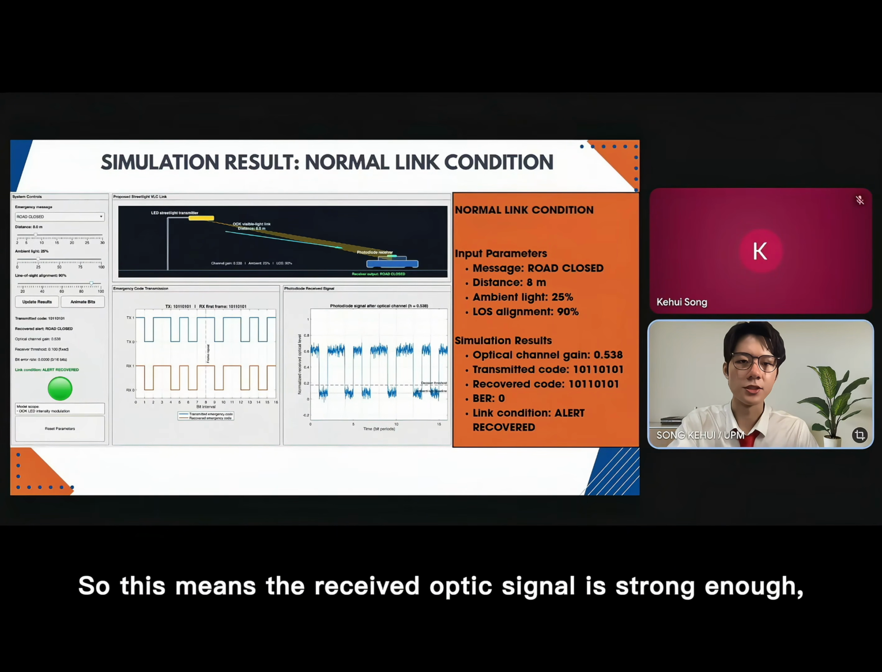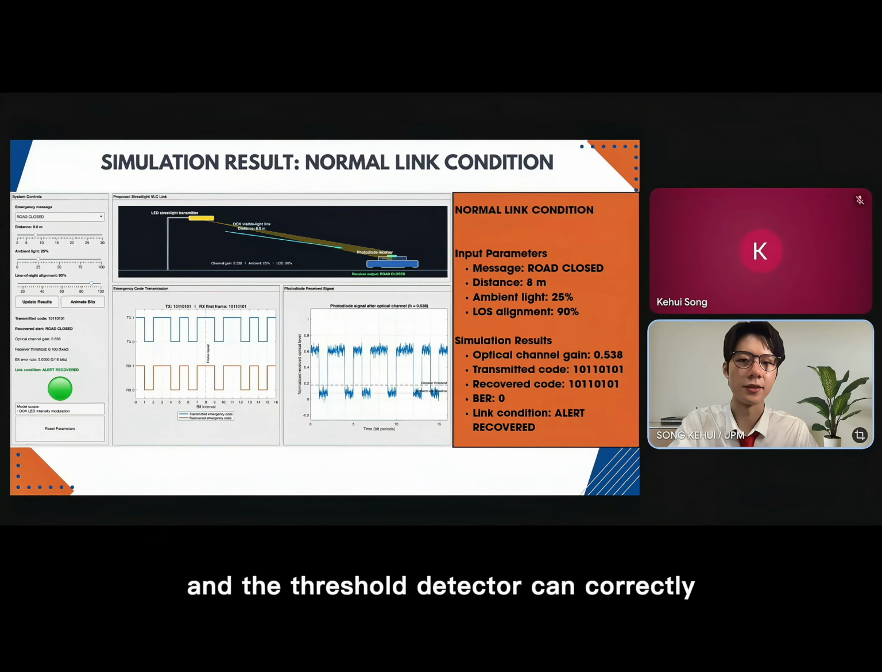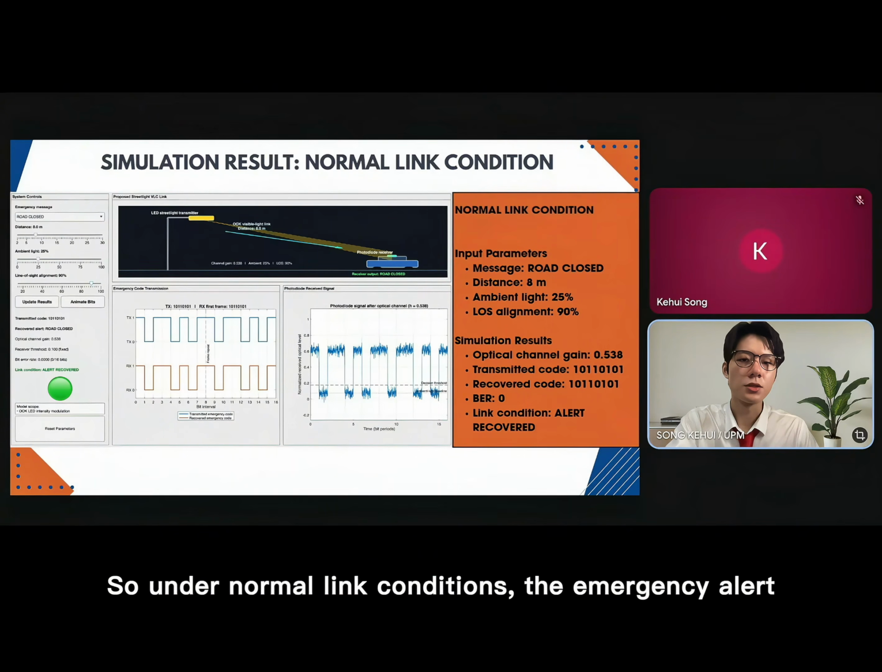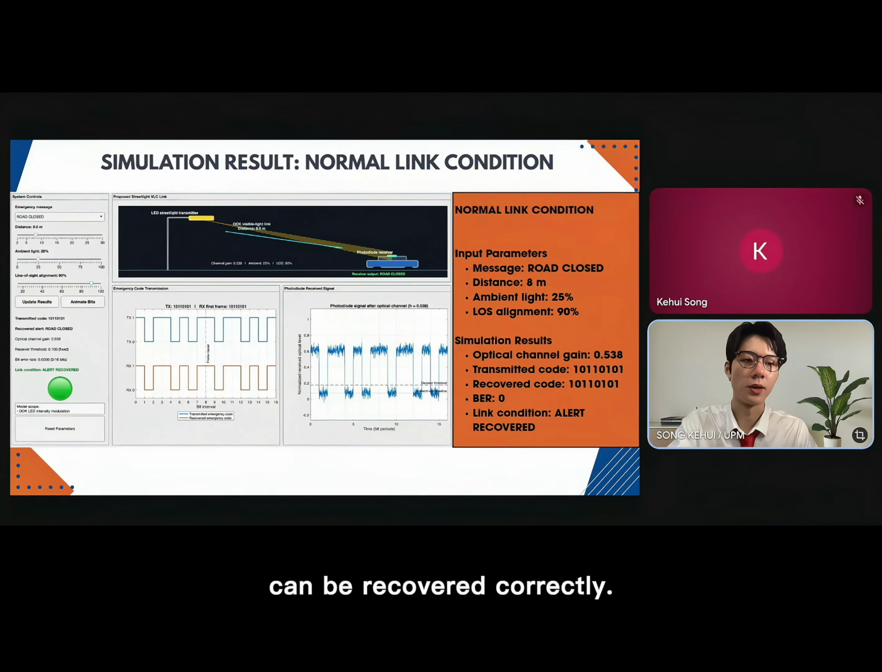This means the received optical signal is strong enough, and the threshold detector can correctly distinguish between binary 1 and binary 0. So under normal link conditions, the emergency alert can be recovered correctly.